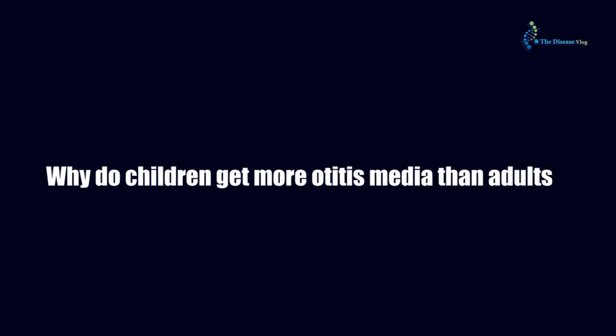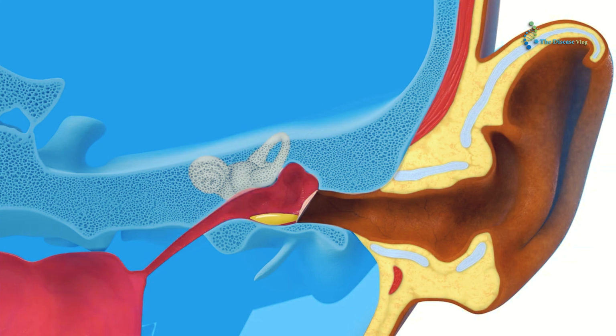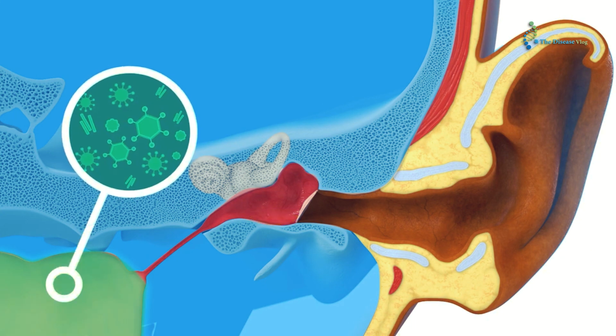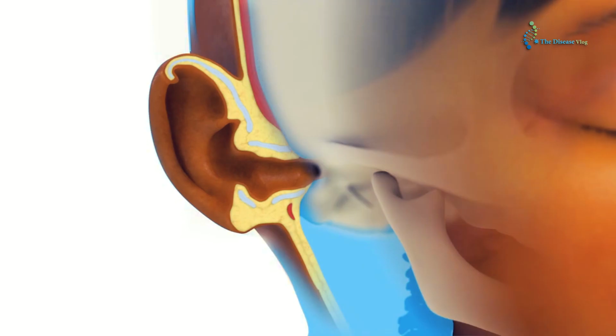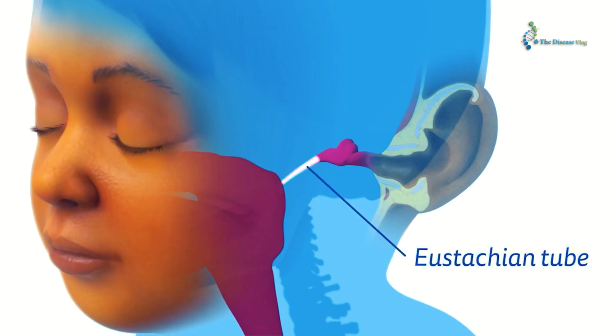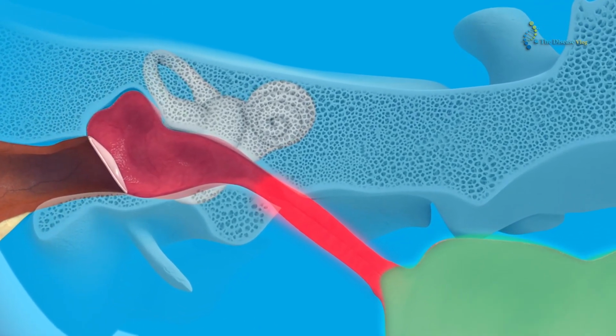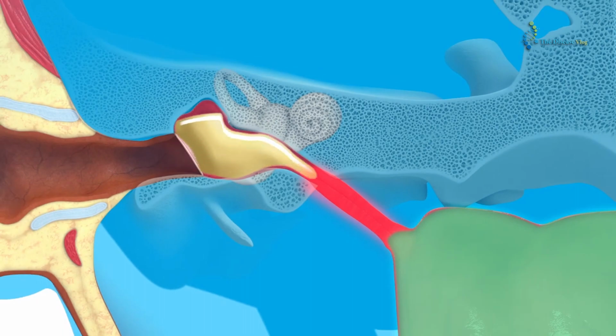Why do children get more otitis media than adults? Children's Eustachian tube is small and horizontal, which allows the bacteria or virus to pass down to the middle ear. Their adenoid tissue is also a large structure behind the nose, which could interfere with the Eustachian tube. Due to these two reasons, the Eustachian tube swells and leads to a middle ear infection.